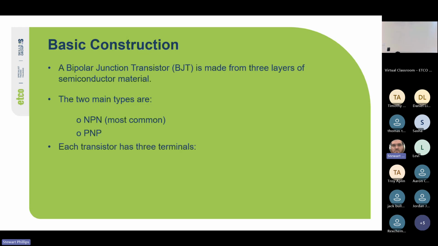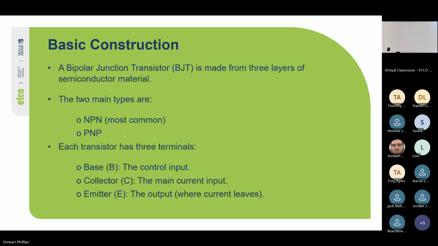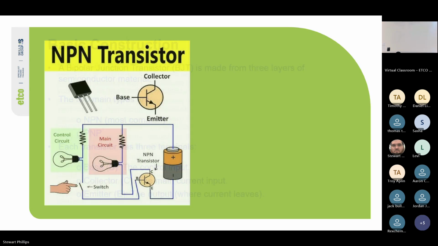So each transistor has 3 terminals. It has a base, or B, which is the control input. We have the collector, or C, which is the main current input. And then we have E, the emitter, which is the output where current leaves in a standard NPN transistor. So what I mean by that is, this is what an NPN transistor looks like.